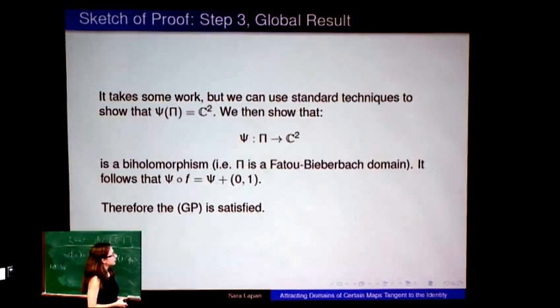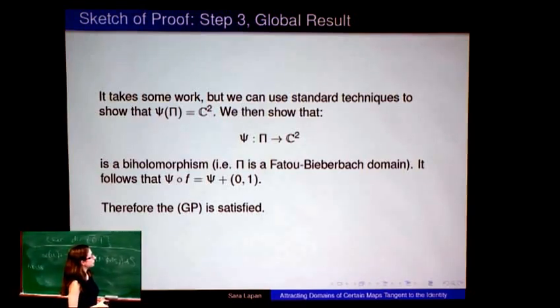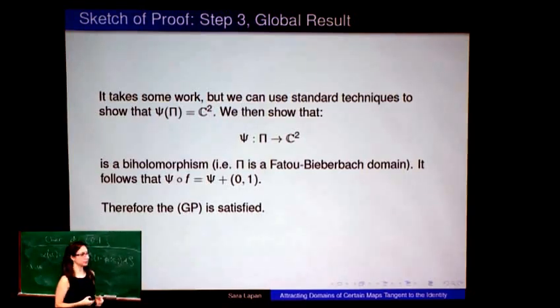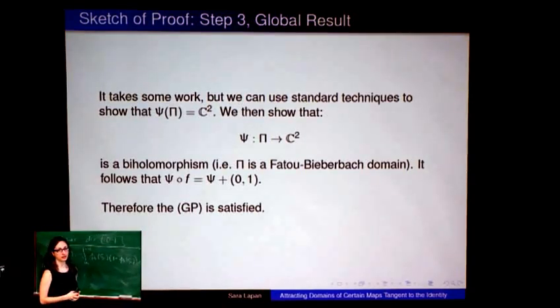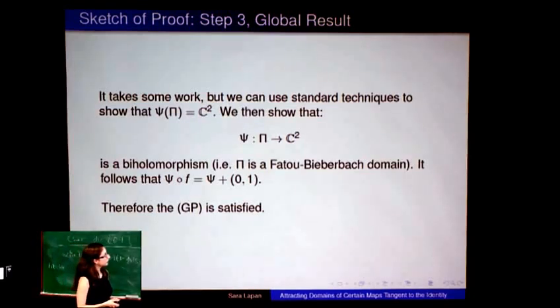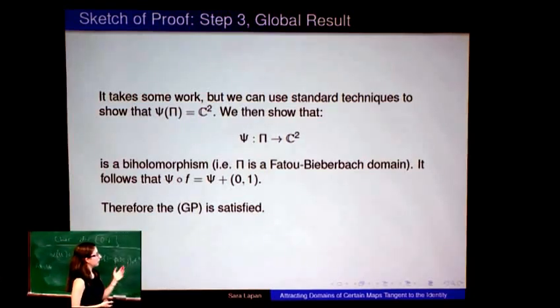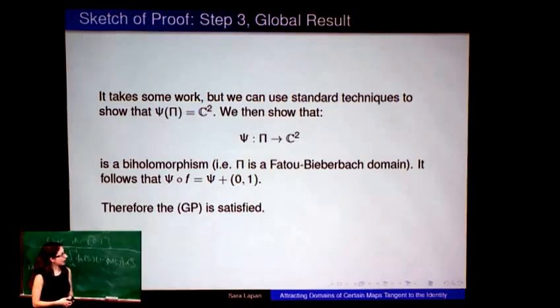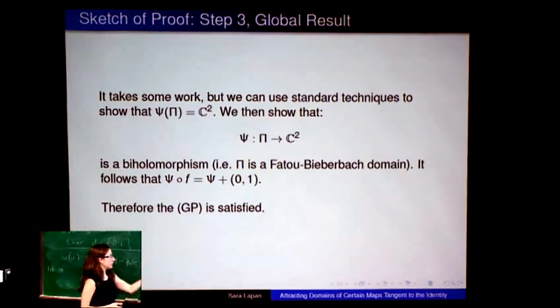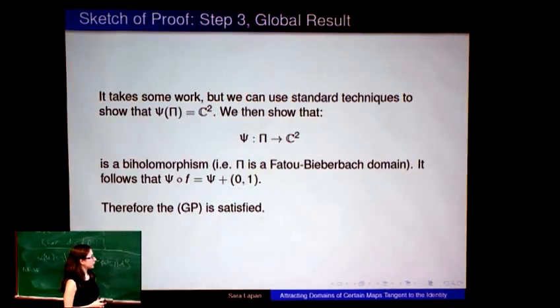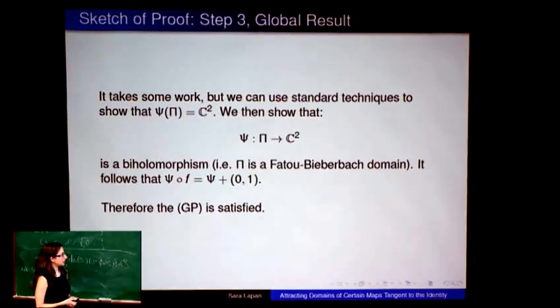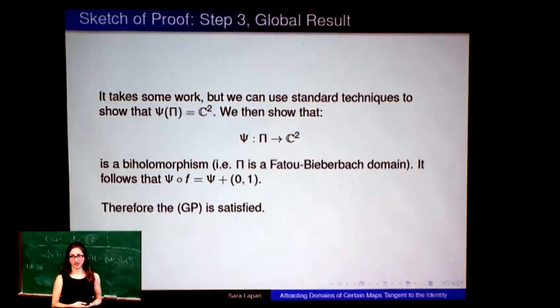Okay, so it takes some work to show this, but using standard techniques, like I mentioned other people who did this, we show that psi of capital Pi is equal to all of C2. And so then we have a biholomorphism from Pi to C2. And so this just means that Pi is going to be a Fatou-Bieberbach domain. And it follows that psi of f equals psi plus (0, 1), so it's just translation. Therefore, we have the global property is satisfied.